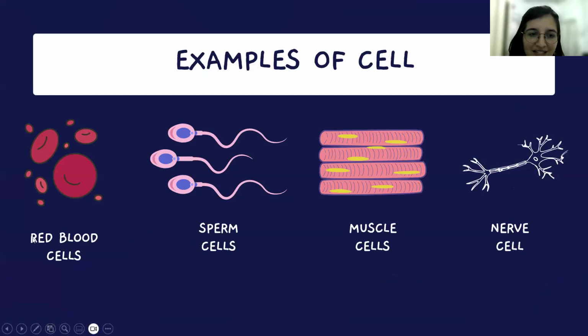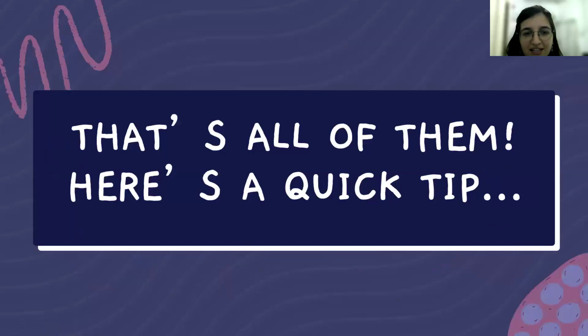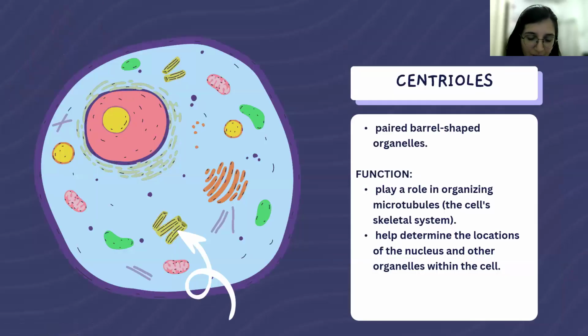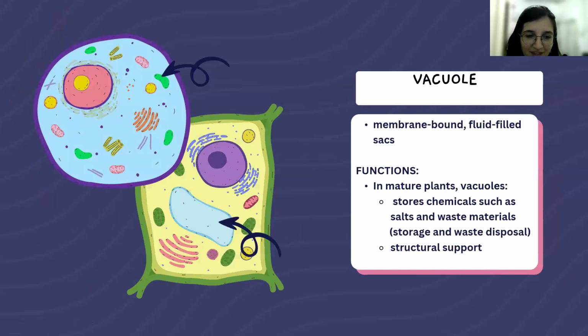Like, why is the red blood cell disc-shaped? Why doesn't it have a nucleus? Why does a sperm cell have a tail? Muscle cells, why do they look stretchable? Nerve cell, why is it structured like this? Yeah, so I would really encourage you to go and study all that.